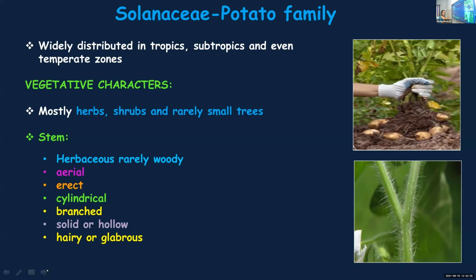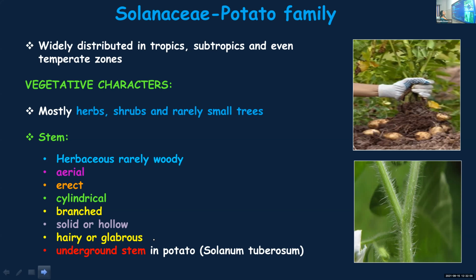Hairy or glabrous. It will be hairy, you can see in the second figure minute hairs arising from the stem. Underground stem in potato, Solanum tuberosum. That is a scientific name. It has to be written in italics. Just note it, it is not in italics now. It has to be written in italics.